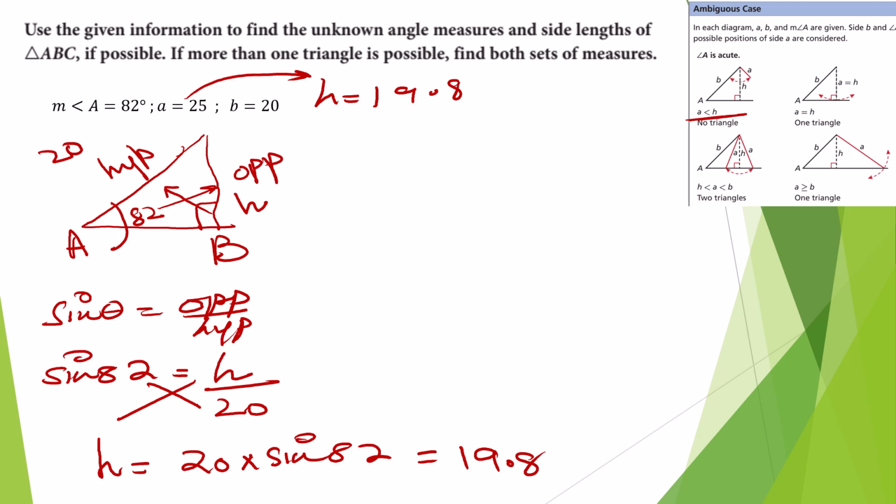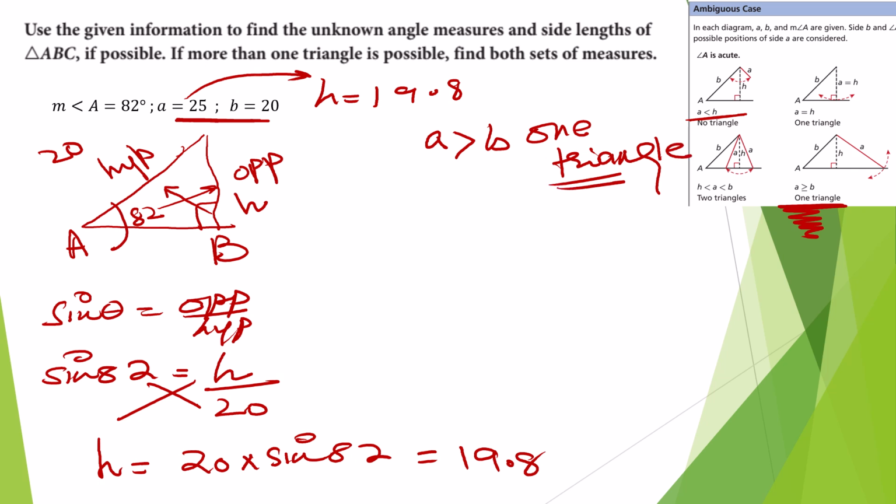But let's try this one. A is bigger than the B. So look here, right? A is bigger than the B. So if I have A bigger than the B and also bigger than the height, in that case I can make one triangle. So here I can make one triangle. So what will happen in that case? Let's try to find out the other values of the triangle.